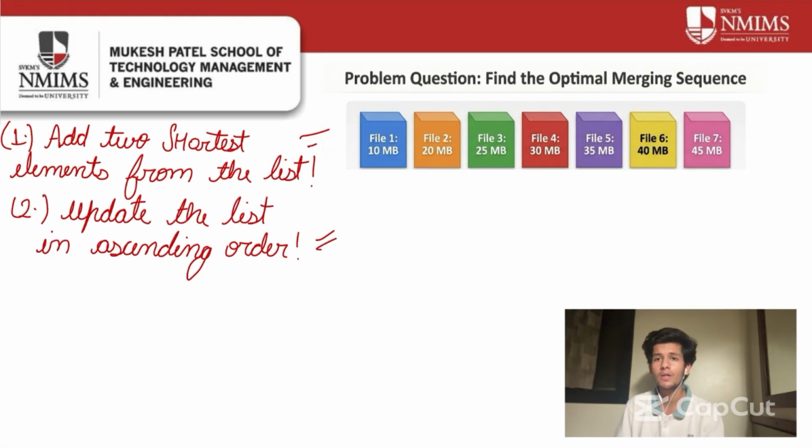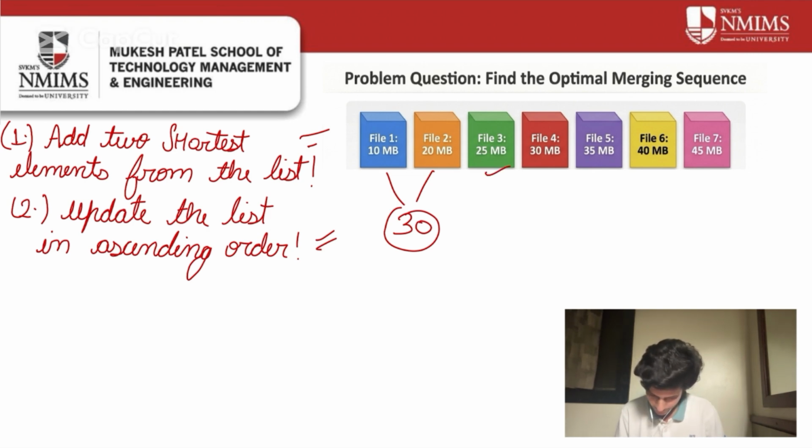Now here with the problem we are given 7 files that are already sorted and in ascending order. Now, going with the first step, we have to add the two shortest elements from the list. These two elements are 10 and 20. Adding them would be 30. Now, your new list is 25, 30, 30, 35, 40, and 45.